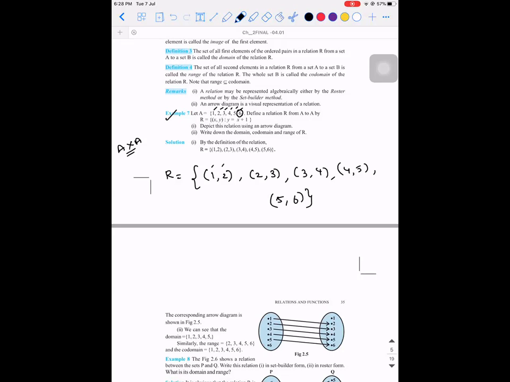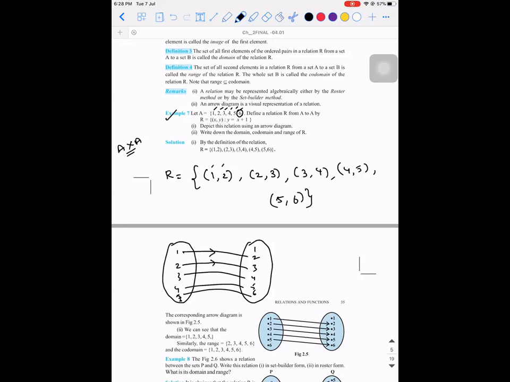Next, they're asking us to depict the relation using an arrow diagram. If I take the set A and the set A, 1, 2, 3, 4, 5, 6 and 1, 2, 3, 4, 5, 6, then 1 is related to 2, 2 is related to 3, 3 to 4, 4 to 5, and 5 to 6. 6 is not related to anything. So that point is clear, no? This is how the arrow diagram is.